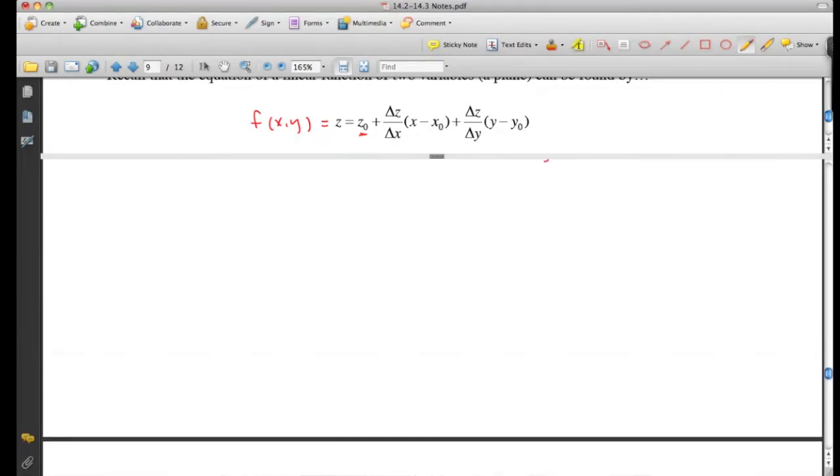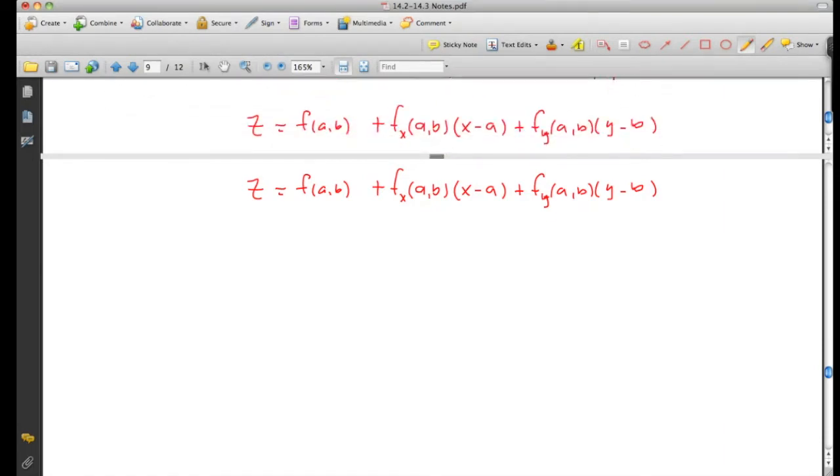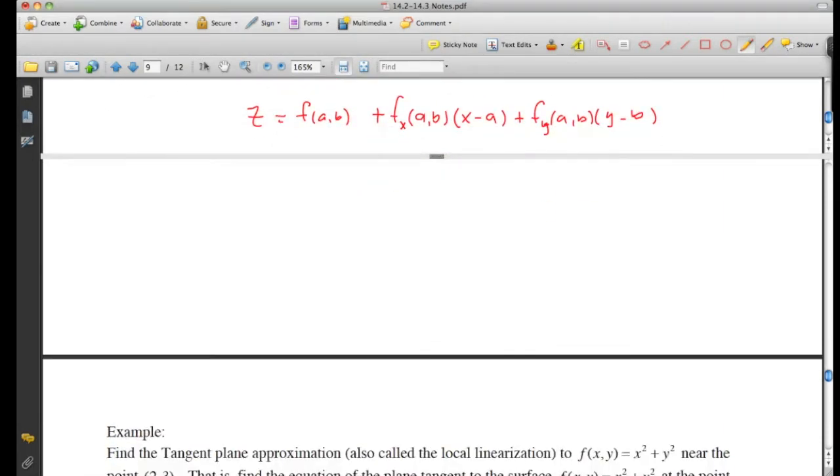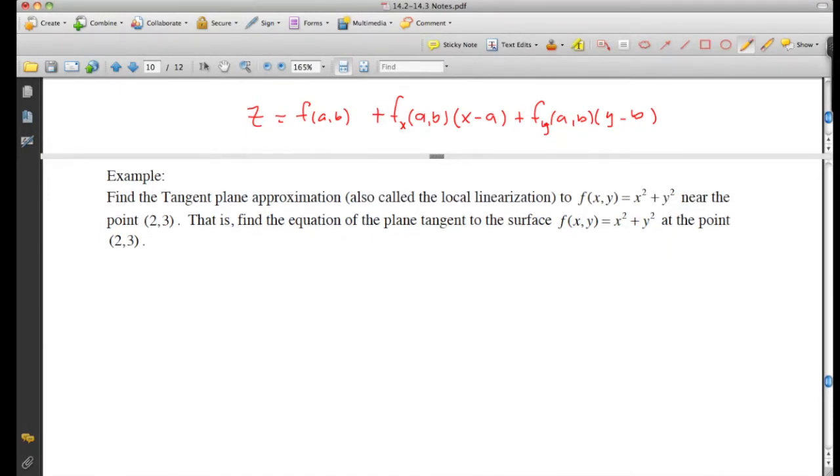Okay, so let's see if we can apply that. I want to keep that formula visible, so let's do this. We'll slide this up. There's our formula we're going to be working with. Here's our example. Okay, so find the tangent plane approximation, also called the local linearization. Okay, and your book does go back and forth between this and local linearization. Here's the function near the point 2, 3. Find the equation of the plane.